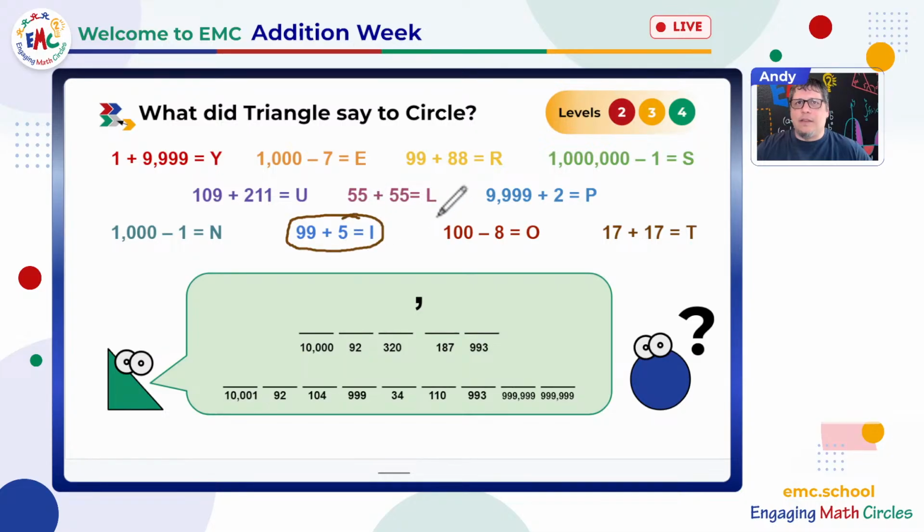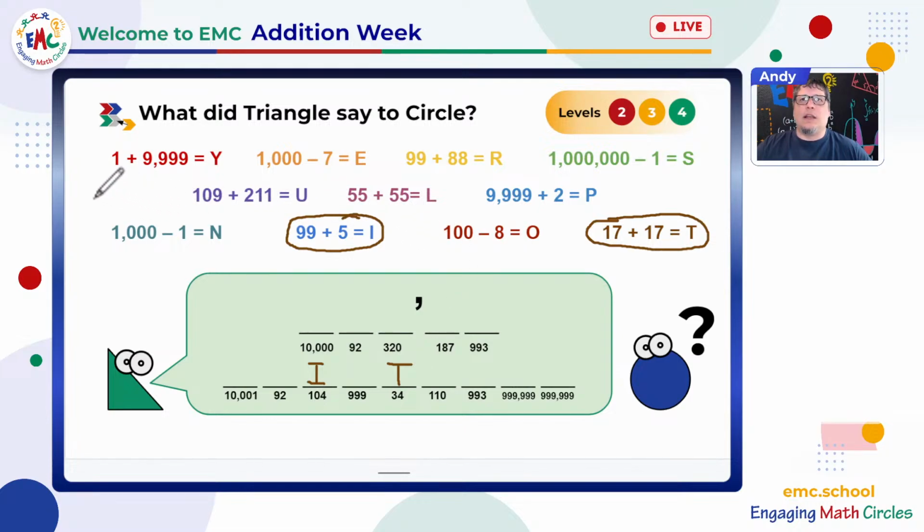99 plus 5. I'm going to go 100, 101, 2, 3, 4. 104. 104 is the letter I. Next up, let's go for the letter T. 17 plus 17. 7 plus 7 gives 14. 10 plus 10 gives 20. 20 plus 14 gives us 34 for the letter T.